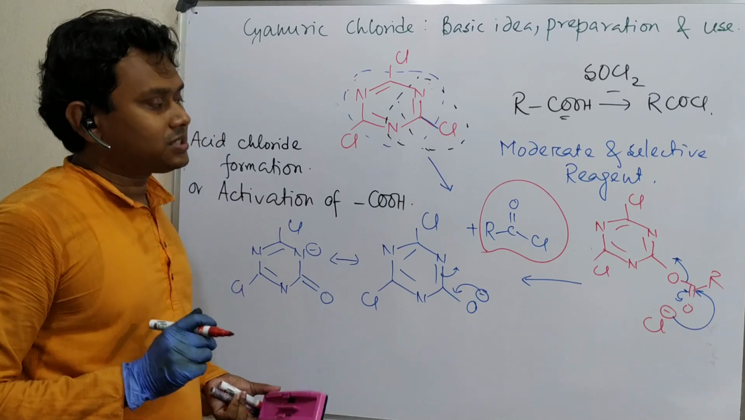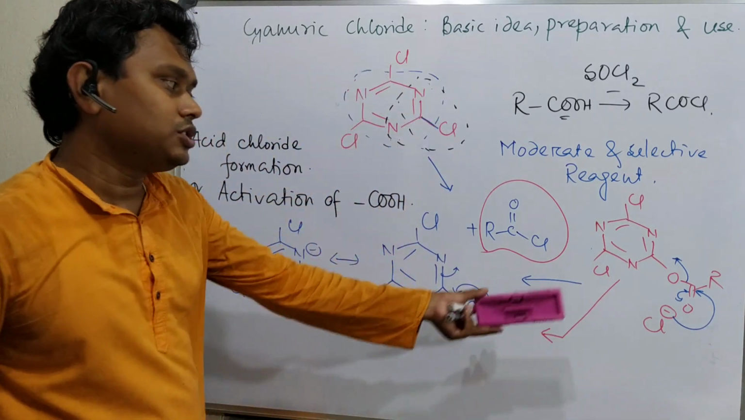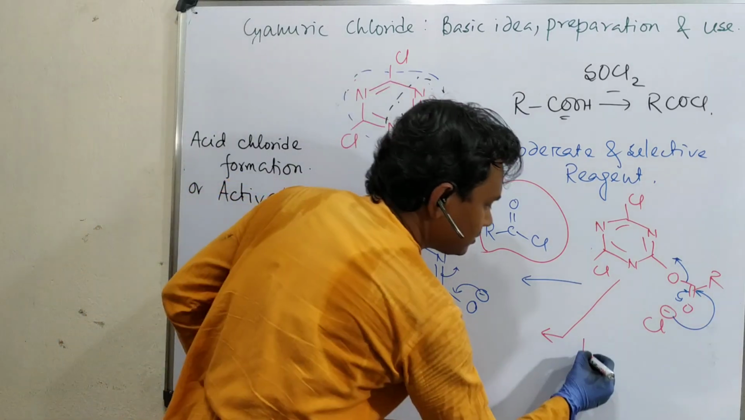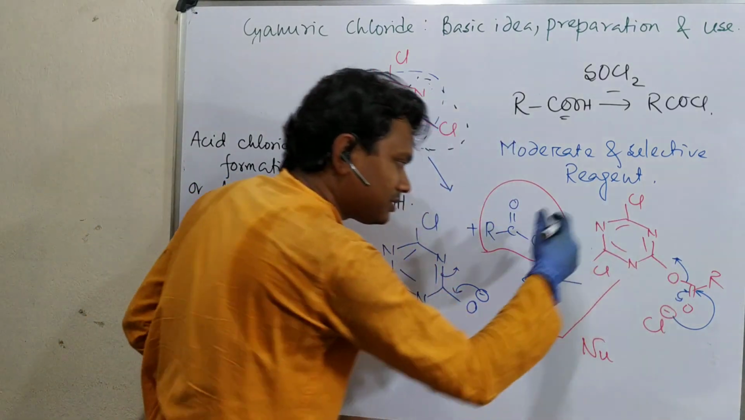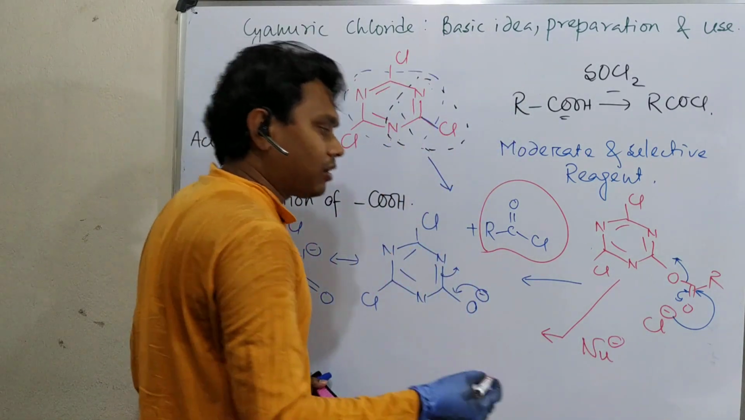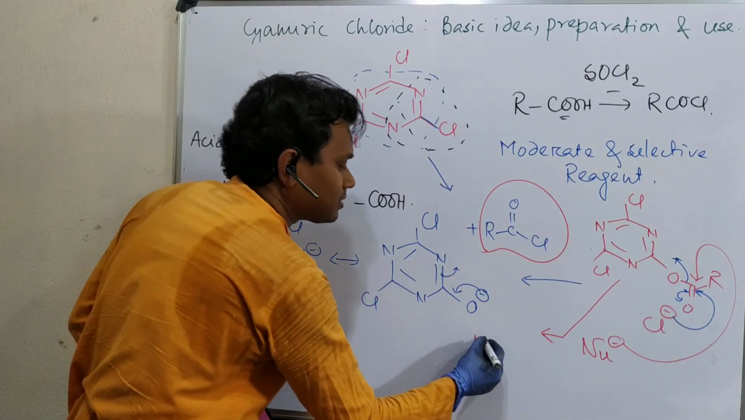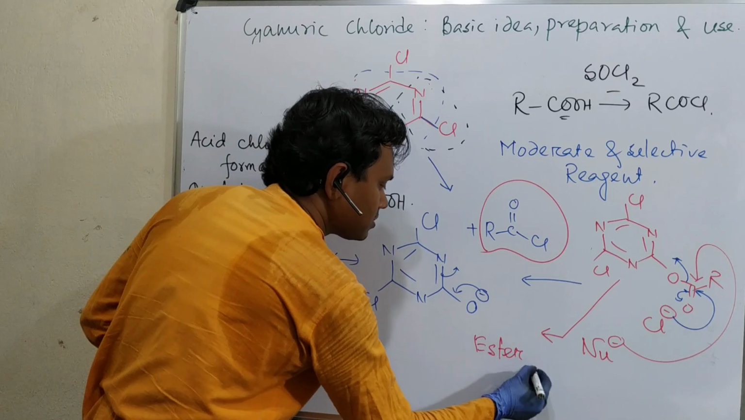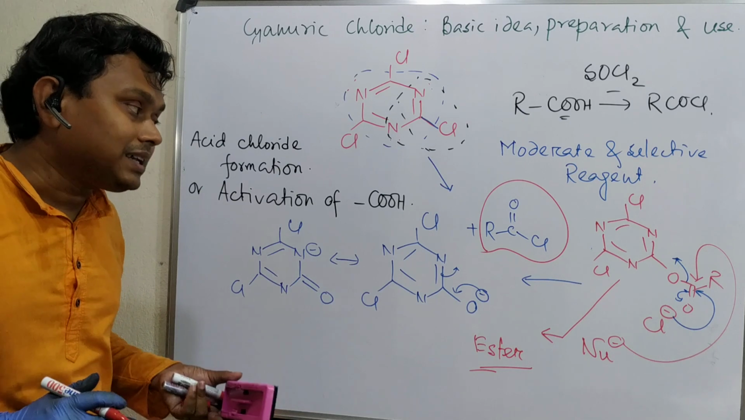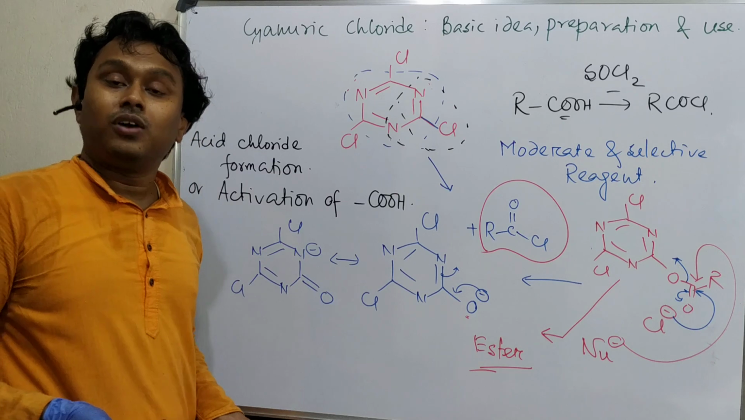By the way, an interesting point. In this situation, if instead of chlorine you put some other nucleophile, meaning during the course of this reaction, if you put a nucleophile like some alcohol, it will attack here and ultimately it will result in an ester. Similar process. Okay, so this is the advantage of cyanuric chloride: what it is actually doing is taking the oxygen of that carboxyl group.